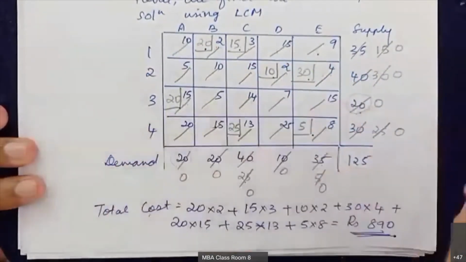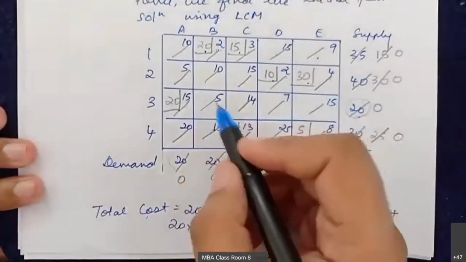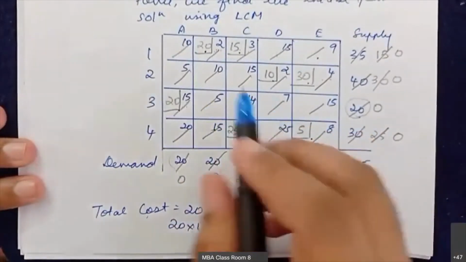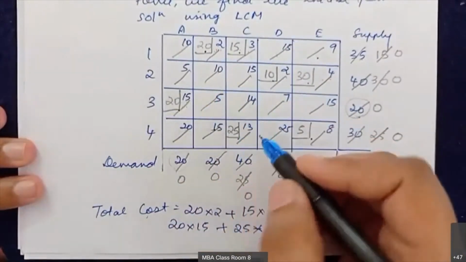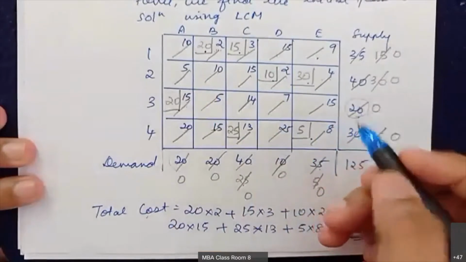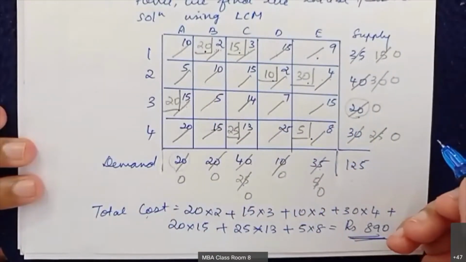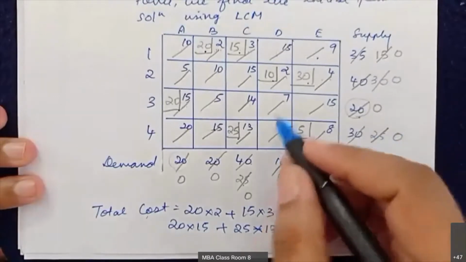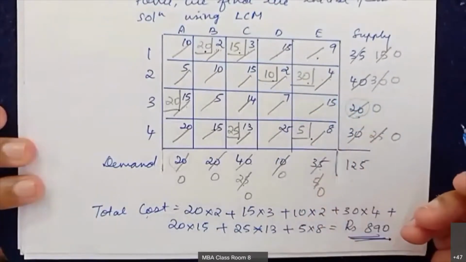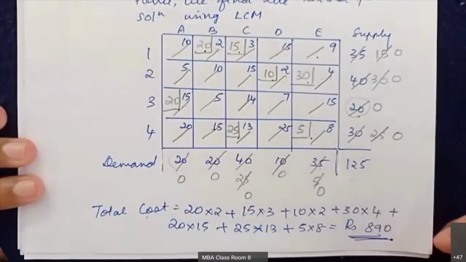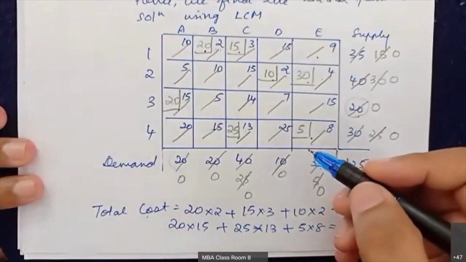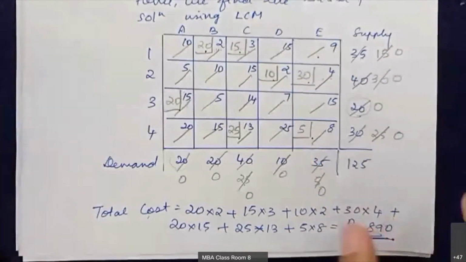So what happens? The total number of allocations is 7, but the total number of rows plus columns minus 1 is 8. Is it equal? No, it is not equal. So this solution is a degenerate solution, and we cannot apply the optimality tests here. What we need to do is convert this degenerate solution into a non-degenerate solution.